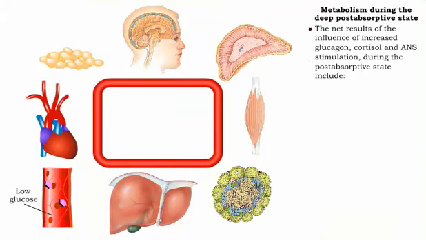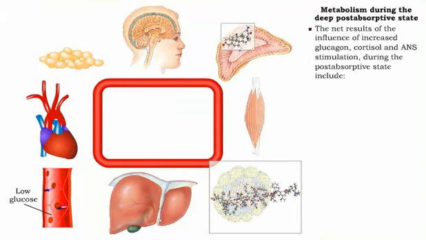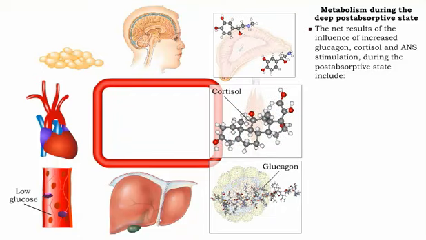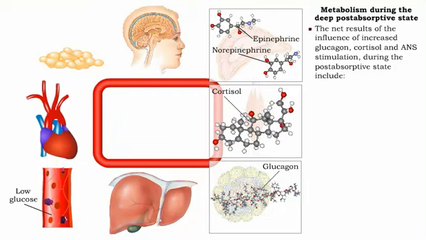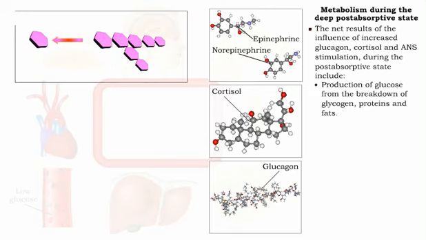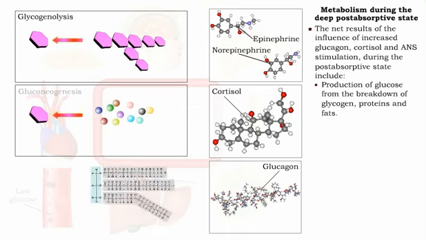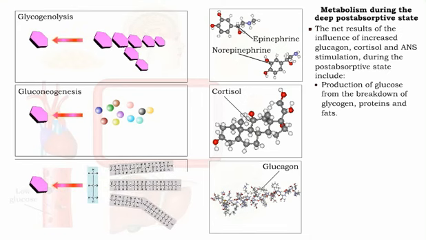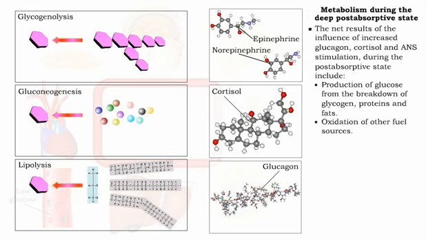The net results of the influence of increased glucagon, cortisol, and ANS stimulation during the post-absorptive state include the production of glucose from the breakdown of glycogen, proteins, and fats, and the oxidation of other fuel sources.